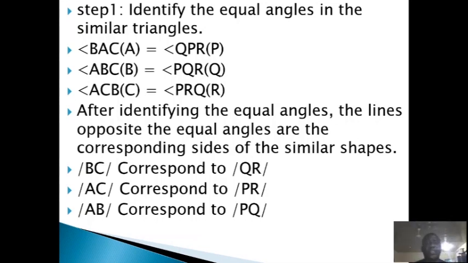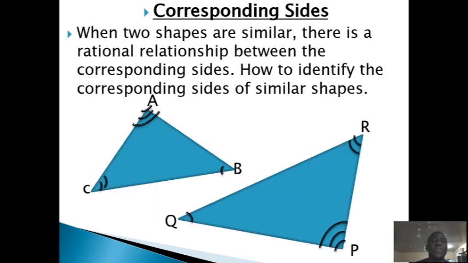So line BC now corresponds with what? Line QR. And angle B, which is angle ACB, is also the same thing as angle Q. So let's look at angle Q and angle B.